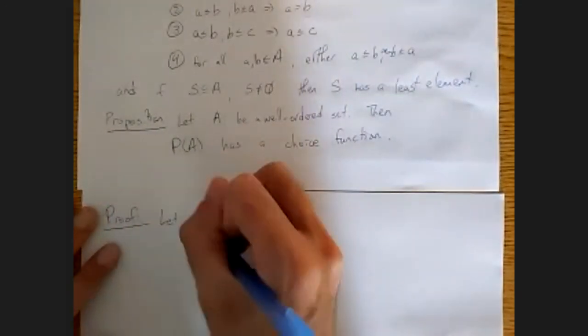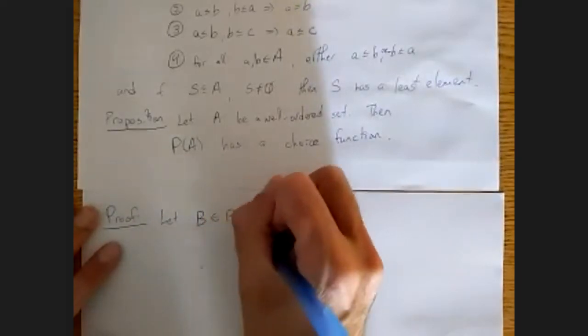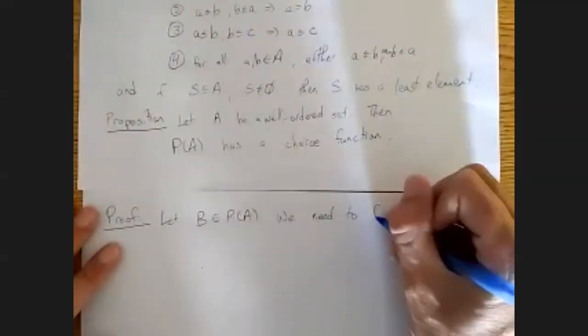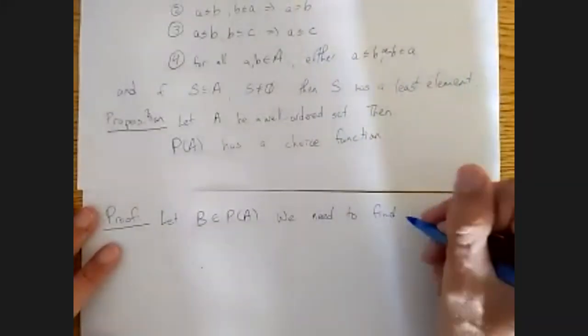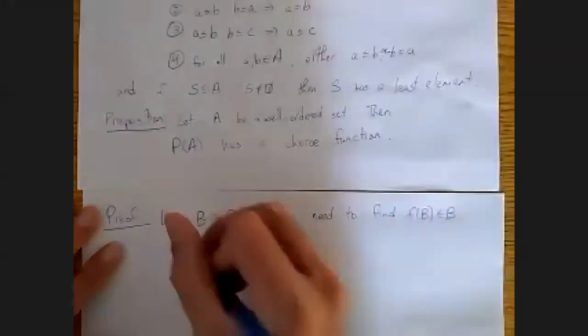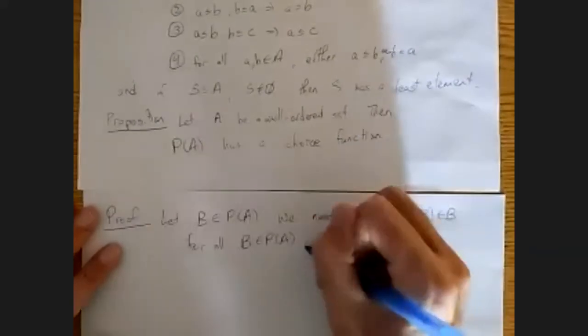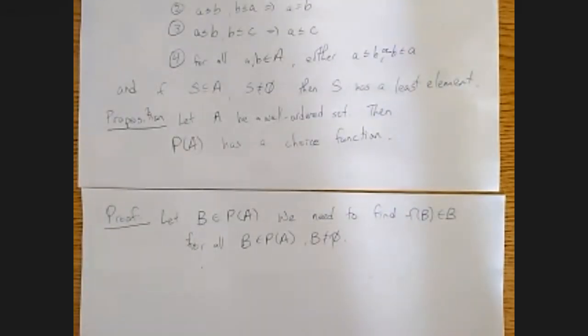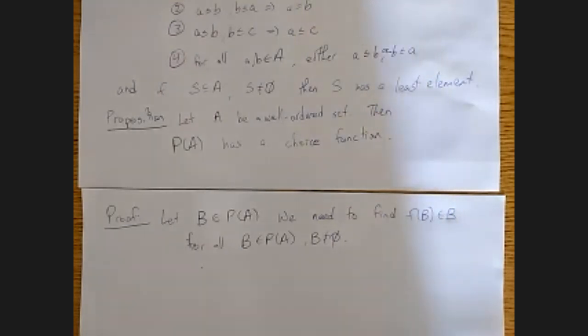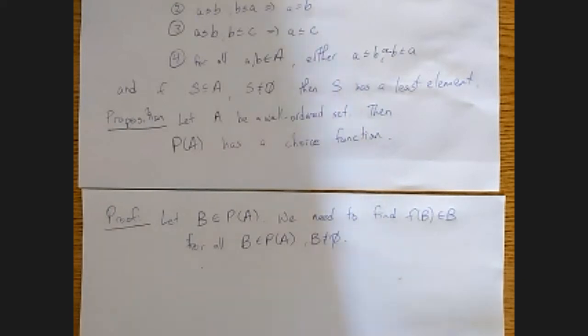So let B be in the power set of A. We need to construct, to find, f of B in B for all B that are non-empty. So we need to build up a function. If you've been going along with class, building a function is not easy. You don't get it for free. You have to do some work.